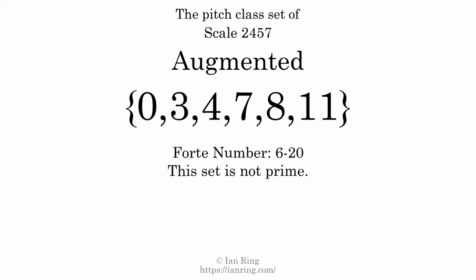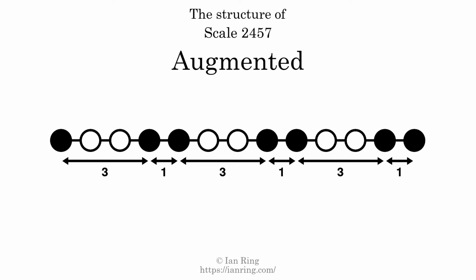The pitch class set for this scale is 0, 3, 4, 7, 8, 11. The fault class is 620. This set is not prime. The structure of a scale is a description of the interval distance between each successive tone. This scale has a structure of 313131.